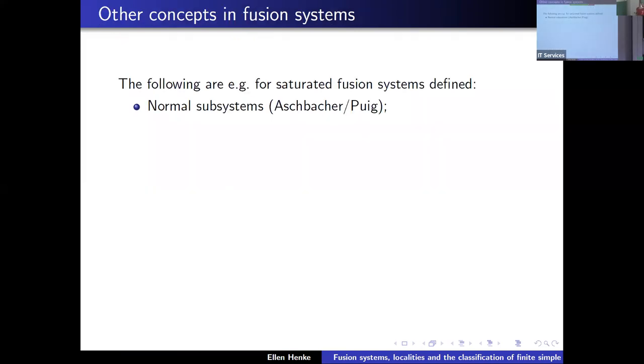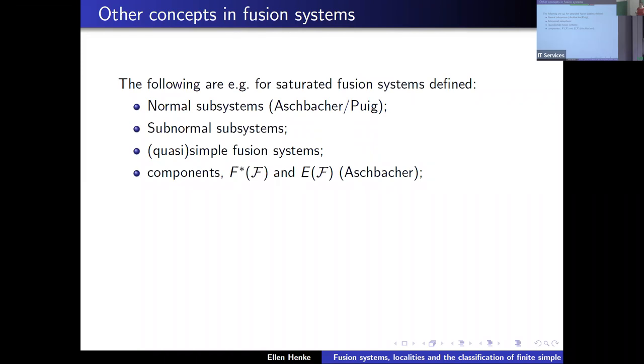So just to give an overview of some concepts which we can also consider in fusion systems, this is not an exhaustive list. For example, there are normal subsystems defined, and the notion we use nowadays is due to Aschbacher. This leads also to a natural notion of subnormal subsystems, then of course also to a natural notion of simple fusion systems. And what's slightly more difficult is to define quasi-simple fusion systems, but this can also be done.